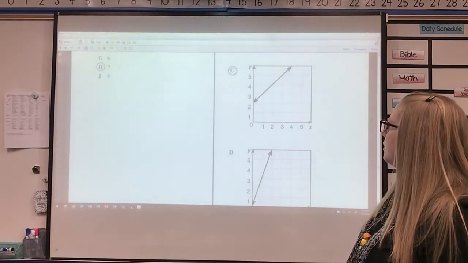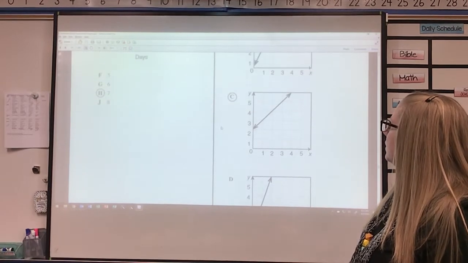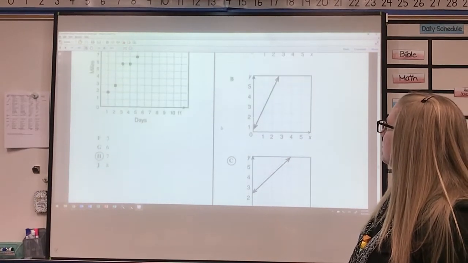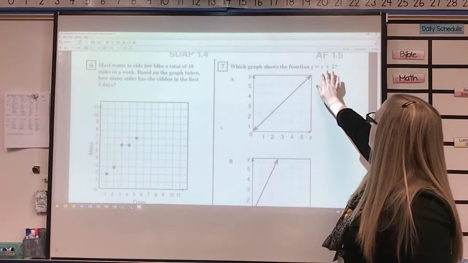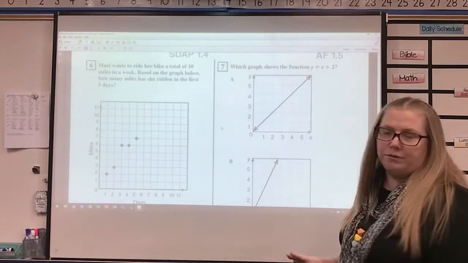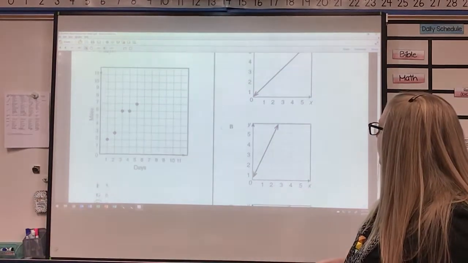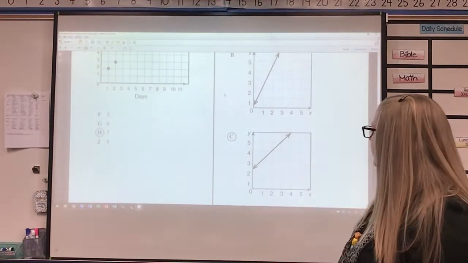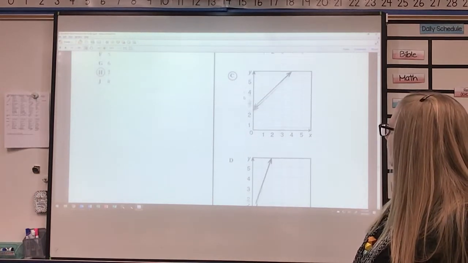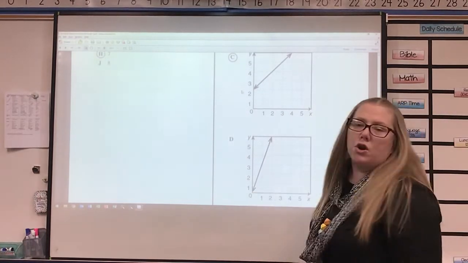So in this case I have 2, so I might go back up to my equation. Okay, so what if I say that x equals 2? So then 2 plus 2 is 4, so then I have 2, 4. So then I'm going to go back to C and say 2, 4, yes. And then I'm going to go back to D and I'm going to say 2, 4, no.